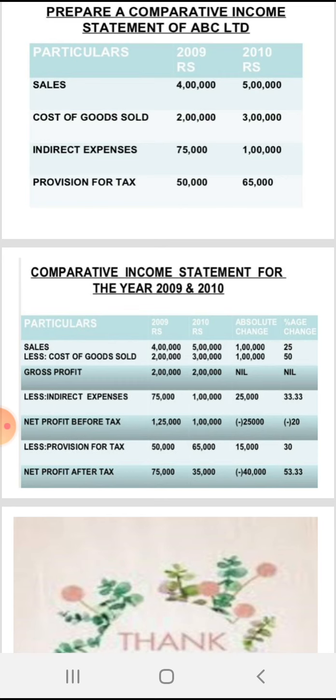25,000 divided by 75,000 into 100, 33.33. Then net profit before tax is 1,25,000 and 1 lakh, that is minus 25,000 divided by 1,25,000 into 100, 20%. Less provision for taxation 50,000, in the current year it is 65,000, difference is 15,000, that is 30%. Net profit after tax 75,000, 35,000 minus 40,000, the change is 53.33%.